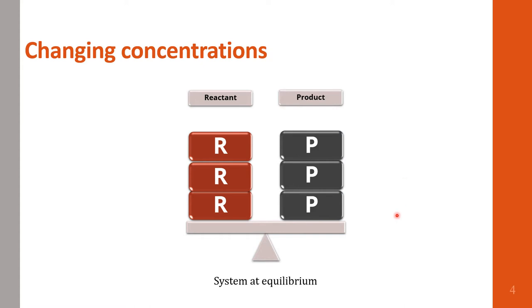Let's use this balance to represent the system at equilibrium. At equilibrium, we have the balance between reactant and product. If we change the concentration of either the reactant or the product, this balance will change. So let's see the first one.